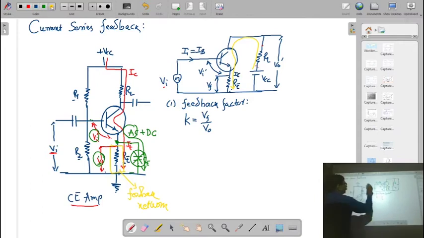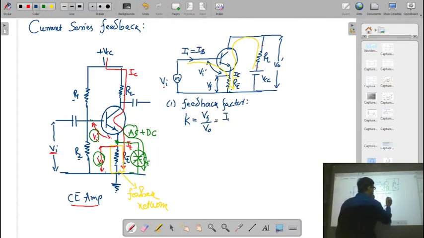Remember, here what is the IE? IE means that the base current is also passing and the collector current is also passing. So as a result, we have the summation of both. So that is the emitter current. This emitter current is going to produce a voltage across RE. That is my feedback voltage. So I can say it is IE into RE.